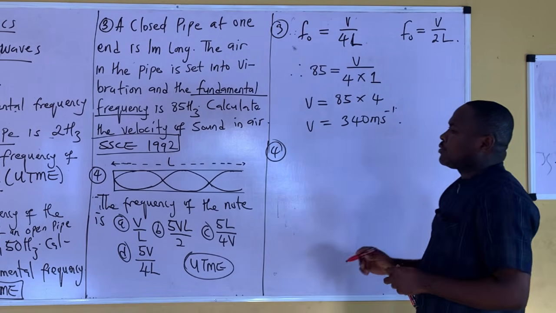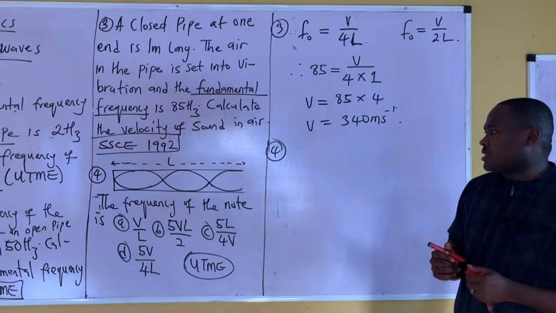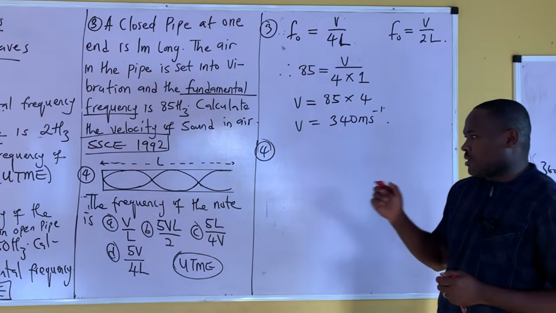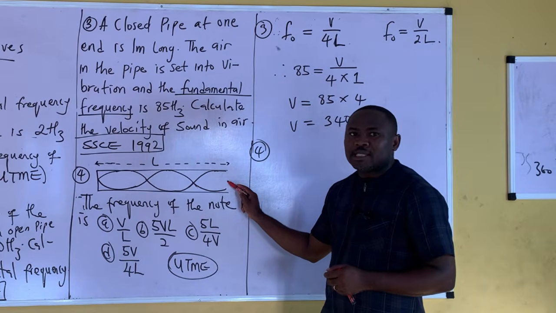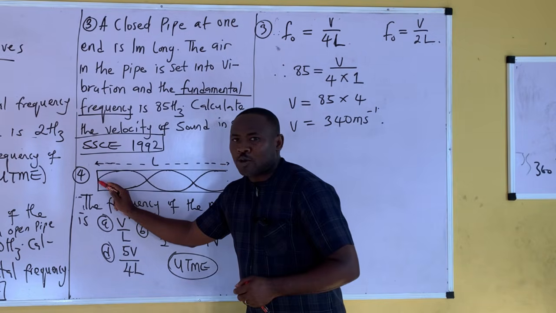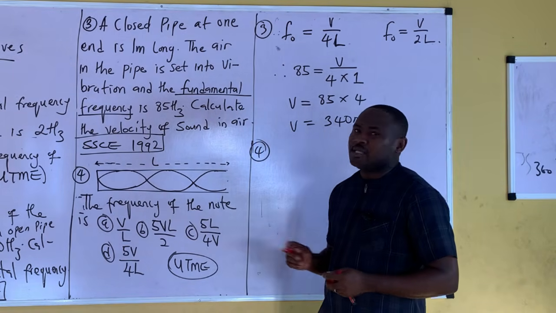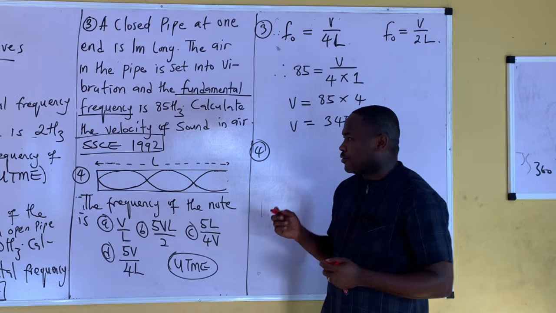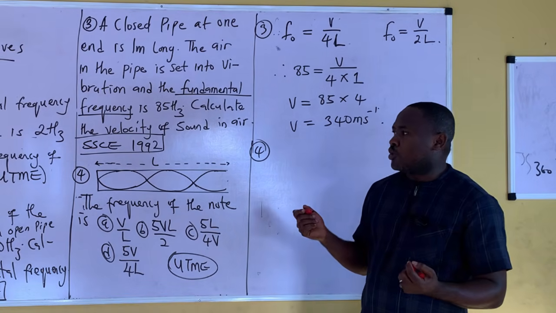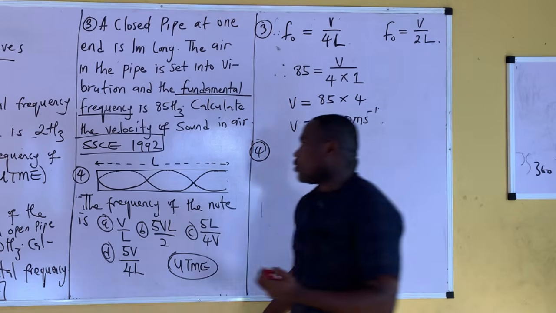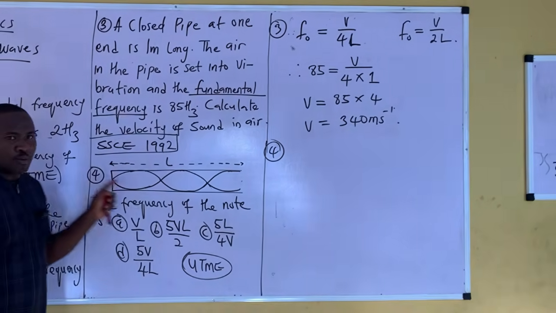Now let's look at question number 4. Question number 4 says the frequency of the note is dash. Remember, this pipe is open at this end and closed at this other end. Hence, it is a closed pipe. Therefore, remember how I taught you to calculate for a closed pipe. What is the length in this closed pipe?